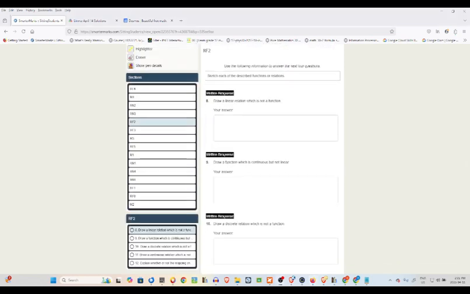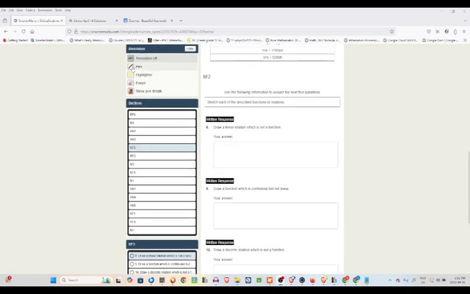All right, that takes care of algebra number 3. Now we'll do relations and functions 2. Sketch each of these. So we'd either do it on paper. Actually, it's really paper. It's the scrap paper or the answer sheet. A linear relation, which is not a function.